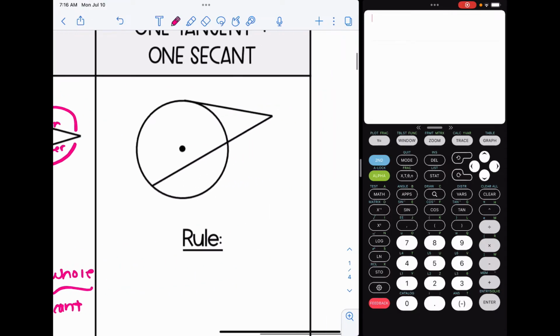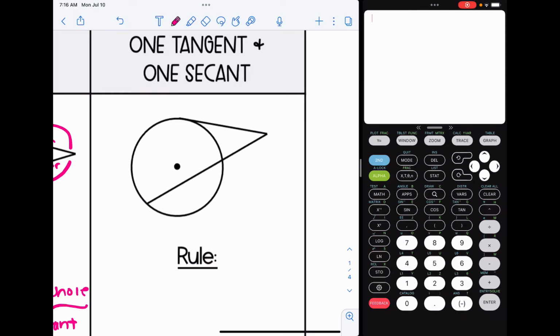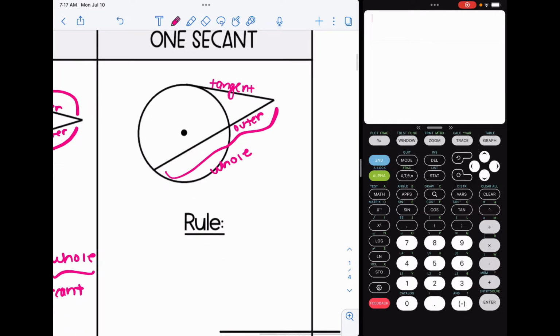All right, our last scenario is if we have one tangent and one secant. This is our tangent here. Remember, the tangent just touches the outside of the circle. It doesn't cut through it. And for the secant, I'm going to put the same labels: the outer piece and then the whole entire thing. So the rule for one tangent and one secant is, for the secant, the same rule from before, outer times whole. But for the tangent, the outer and the whole are the same thing. So the way we write this is outer times whole is equal to the tangent squared.